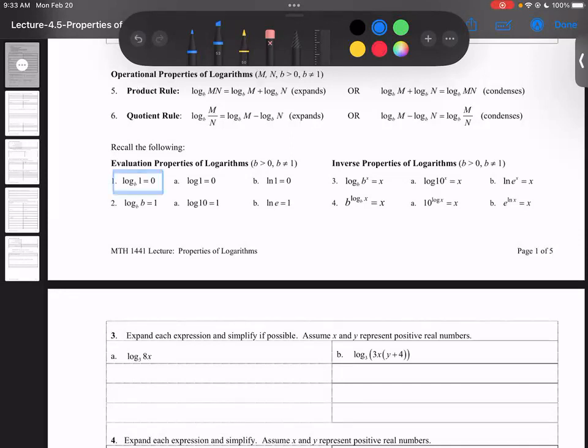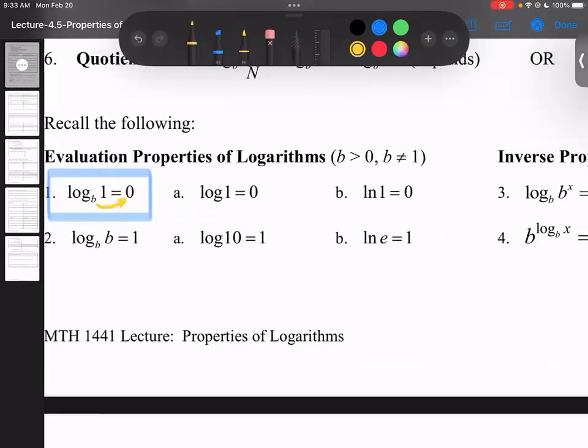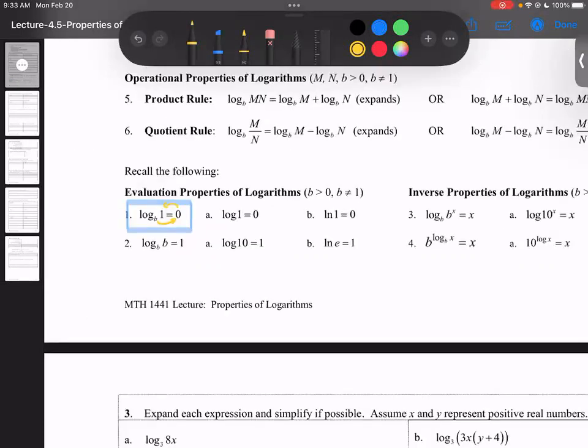We know that log base b of 1 equals 0. It makes sense, right? b to the what power equals 1? b to the 0 equals 1. And then the others are your example. We talk about this, and this, and this. So those four you need to know.